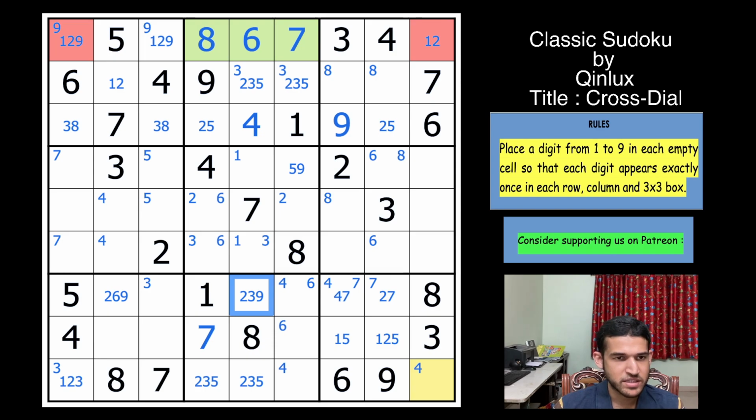Okay, the 6 in the middle 3 boxes, box 4, 5, and 6. Are they giving a clue? 6 is in one of these 2 cells, 6 is in one of these 2 cells, and 6 is in these 4 cells. Okay, not much of a clue.